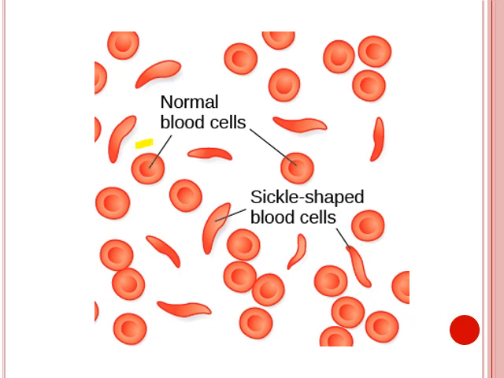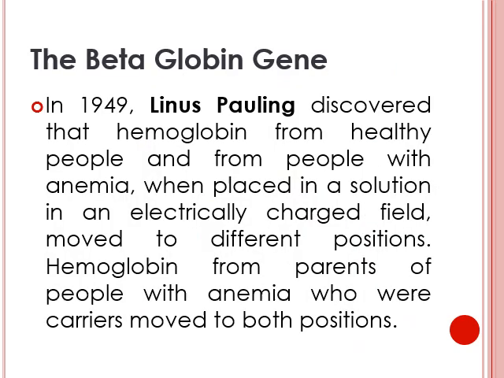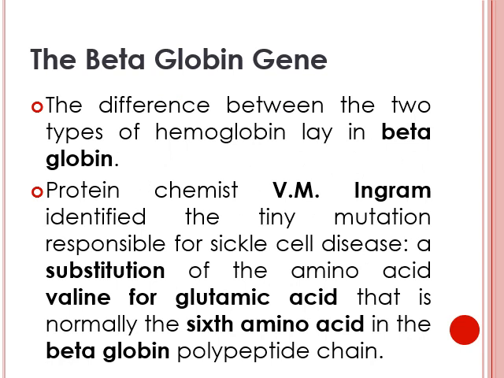This is the normal cell, with a discoid shape, unlike sickle cells, which are pear-shaped blood cells. And then Linus Pauling discovered that hemoglobin from healthy people and from people with anemia, when placed in a solution in an electrically charged field, move to different positions. So the difference between the types of hemoglobin lay in the beta globin.